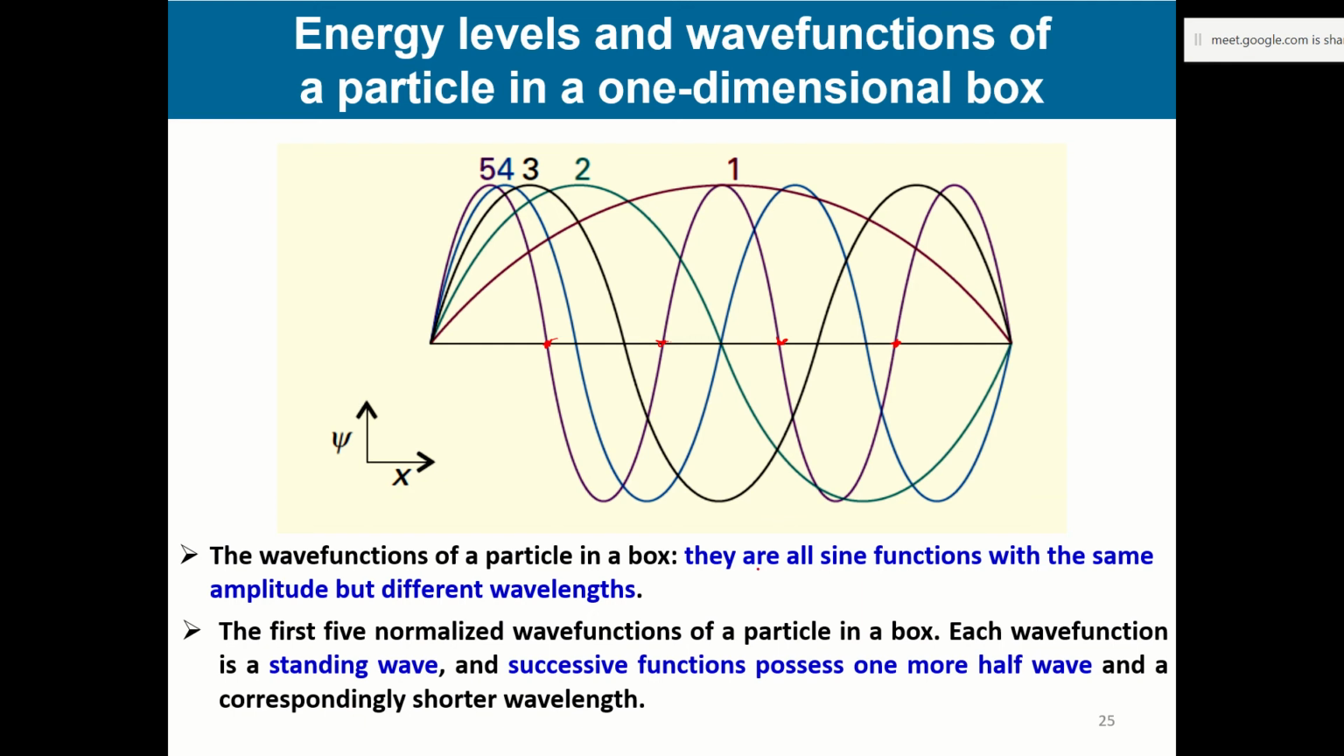They are all sine functions. This is what we know now, sine functions with the same amplitude. This is the wave function of a particle in a box. Simple: sine with the same amplitude, but different wavelength. This is what we get to know. Number 2, they are all standing waves. They are not going anywhere, right?